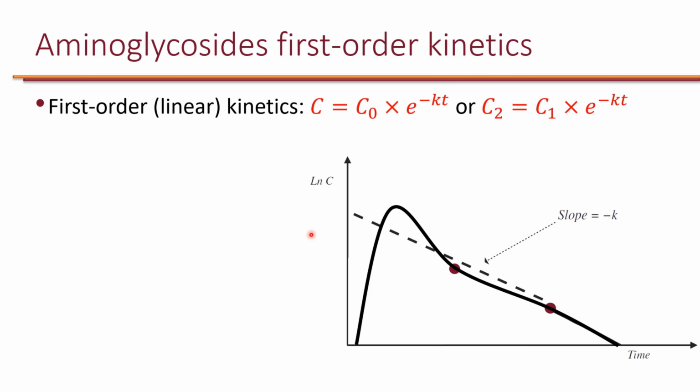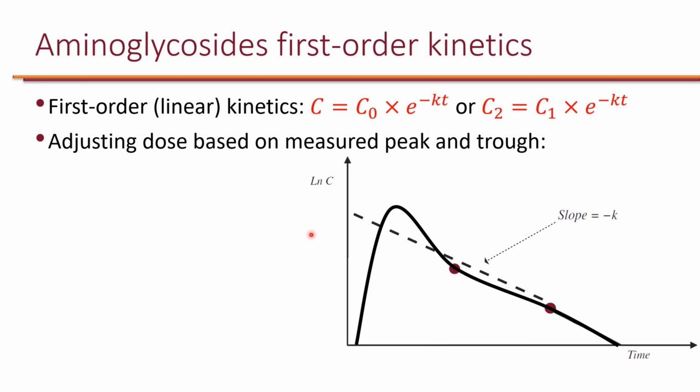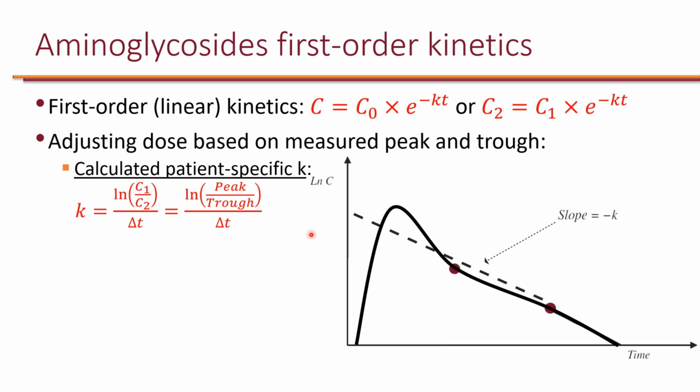You can adjust the dose based on the measured peak and trough, or the two levels that you have, by calculating a patient-specific K. And the way that you calculate the patient-specific K is by rearranging that equation to solve for K. So imagine that your first level is here after the distribution phase, and we're going to get that level at time 1, and then you get the second concentration later during that same dosing interval, and that will be at time 2. The time between the two concentrations is delta T, or in other words, T2 minus T1 is delta T. And that is the T that goes into this equation.